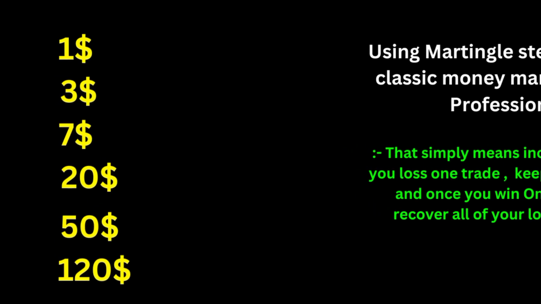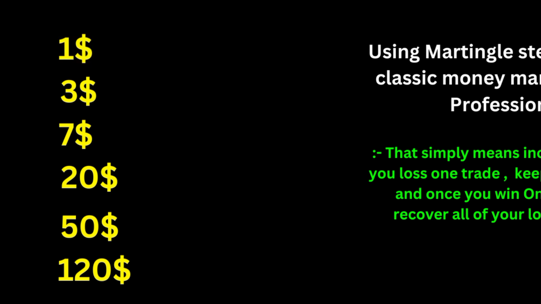So here I have mentioned some trade amounts, and you can clearly notice that there is an order in that particular series. The amount is continuously increasing. Okay, so actually that is your martingale steps. And how do you use that series in your trading? It's really simple. Let me explain. Suppose I have taken my first trade with any strategy or any indicator, and the amount of the first trade is just $1. Okay, and if I lose that particular trade, then what will I do next?